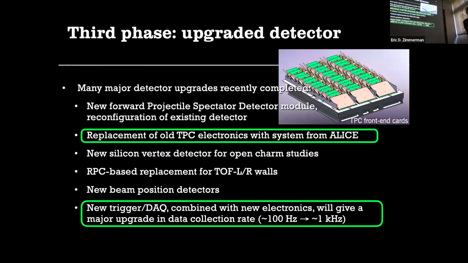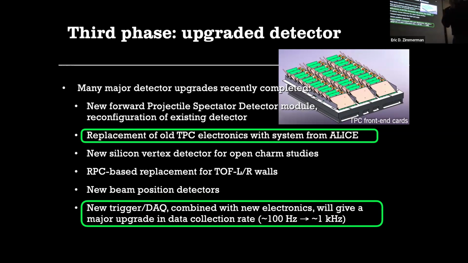In the last long shutdown, we made a lot of big detector upgrades. There are two of them I want to highlight because they're particularly important for the neutrino results. One is the replacement of the old TPC electronics with a new system from ALICE. The other is a new trigger and DAQ. Combining these two upgrades gives us a data collection rate that is now over an order of magnitude faster than we could do before.